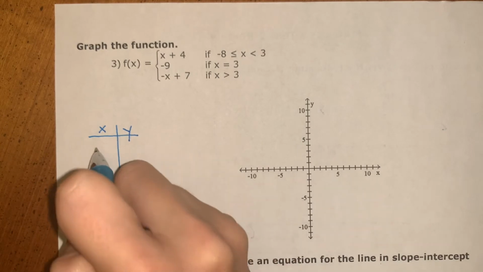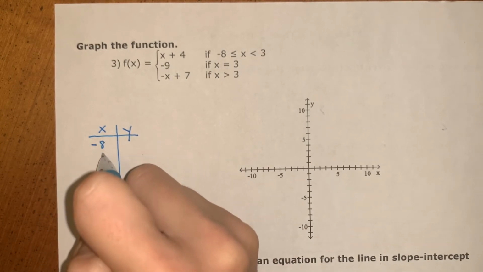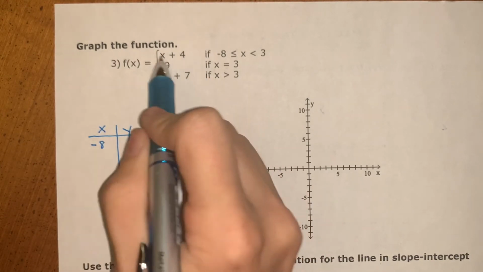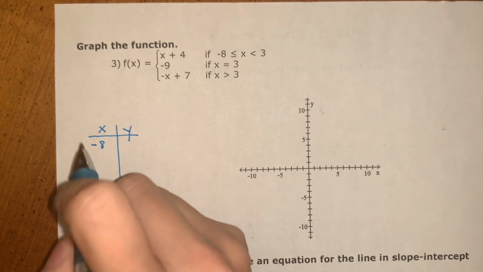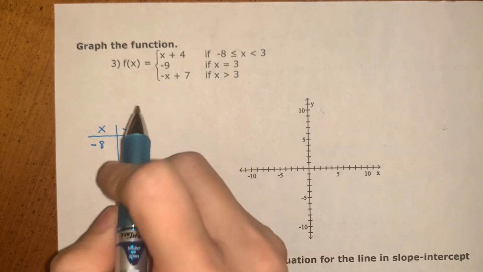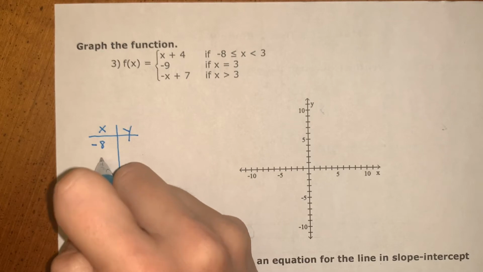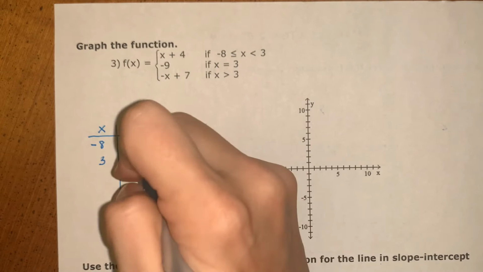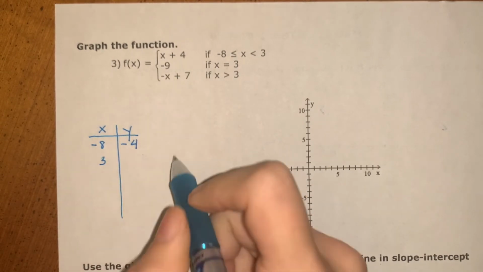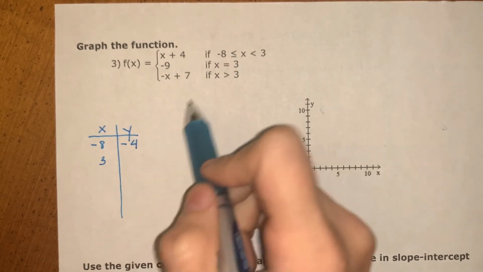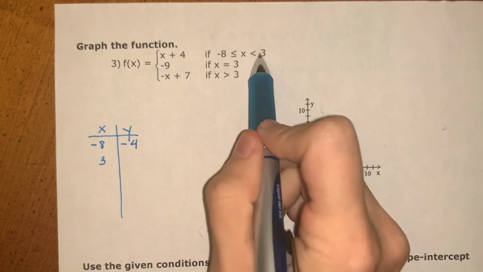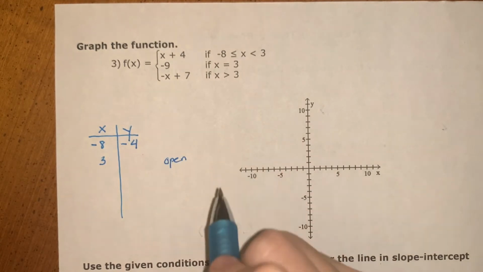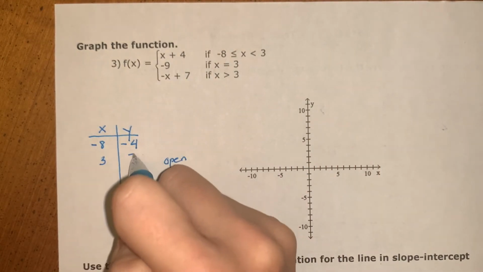We only need a few points to graph this portion of the function. So negative 8 to 3. So I'm going to use negative 8, and then I'm going to use 3. So when I plug in negative 8, I get negative 8 plus 4. Negative 8 plus 4 is negative 4. When I plug in 3, now 3 is not included in here, so we know it's going to be an open circle. So you may want to put like a note open next to it. When I plug in 3 here, I get 7.